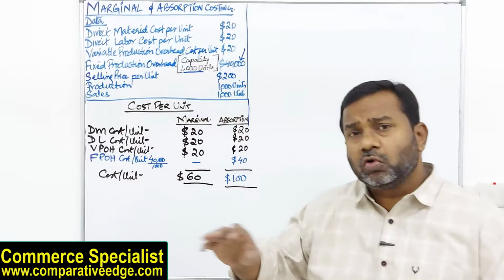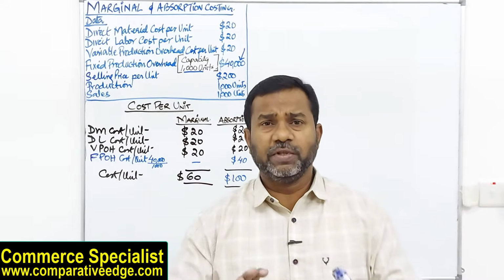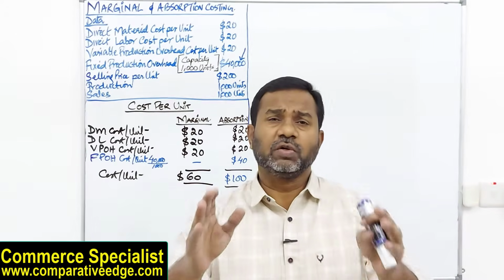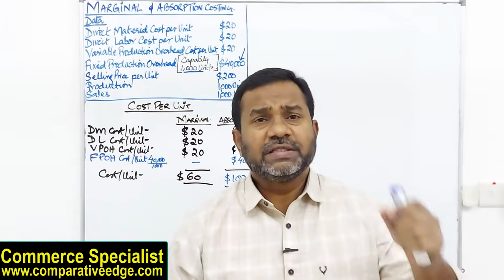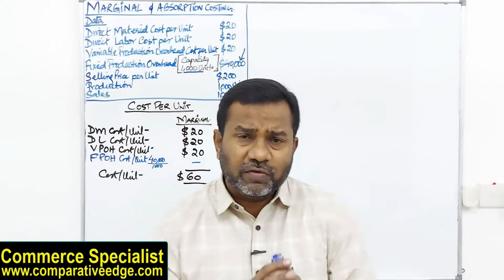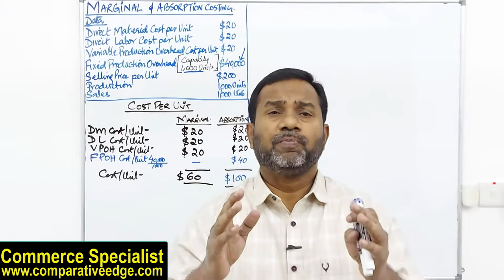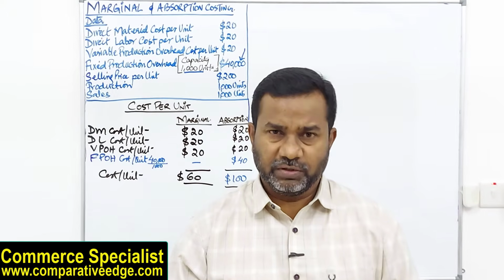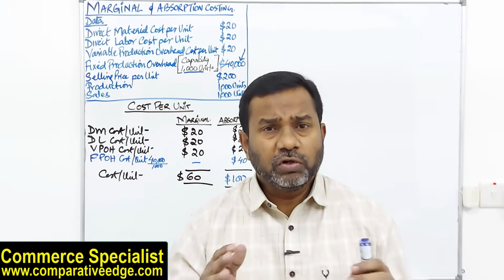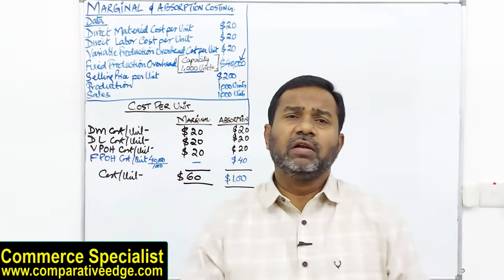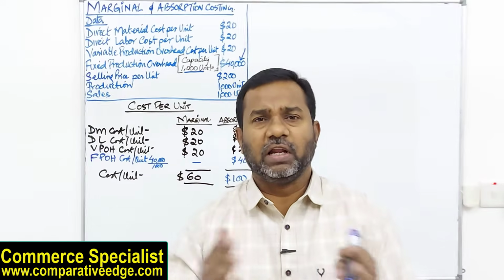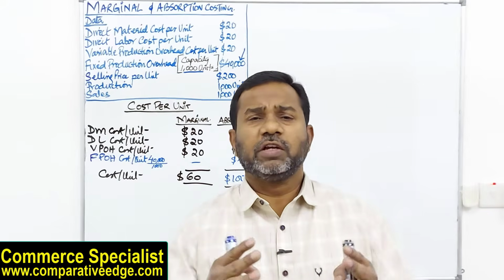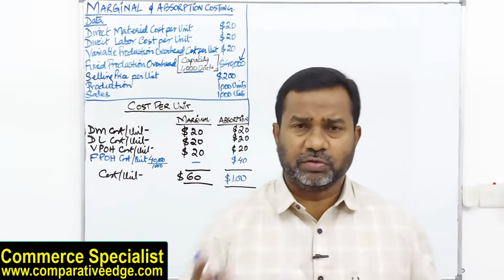Absorbing means including fixed production overhead also when we are calculating cost per unit, whereas in marginal costing, we don't have fixed production overhead. I hope this much is understood. That's the very first part, calculating cost per unit under marginal and absorption. Second thing, what you are asked most of the time in the exam is to prepare a profit and loss statement. So now I'm going to prepare a profit and loss statement, calculating profit and loss under marginal and absorption.